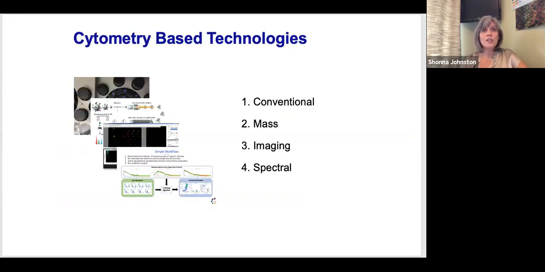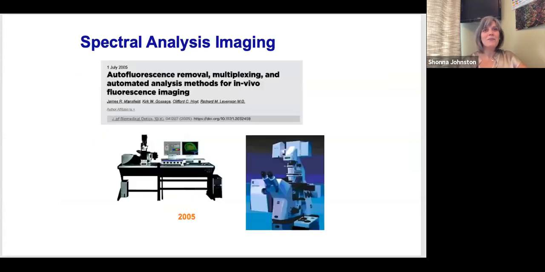So in recent years, cytometry has expanded quite dramatically. So we've got our conventional cytometry that we all know about, and as Derek says, mass, imaging and spectral. So spectral seems to be the baby of the family. So hopefully I'll give you a decent introduction today.